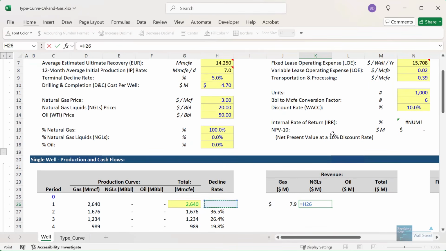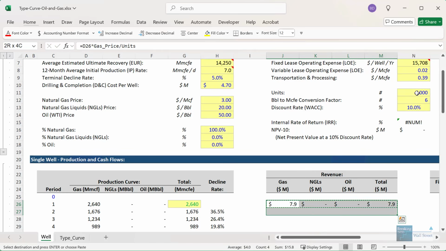And then for the natural gas liquids, it is the same idea. Let's take this, multiply by the price, and then divide by units. And then for oil, same idea. Take this, multiply by the price, and then divide by the units right here. We can sum this up and then copy this down.